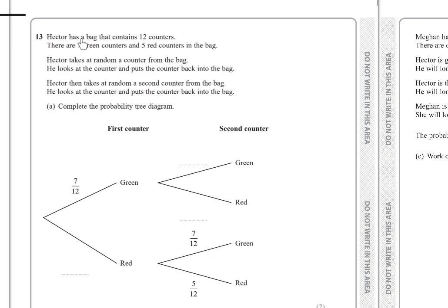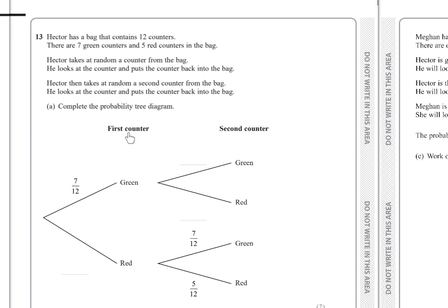13. Hector has a bag that contains 12 counters. There are 7 green counters and 5 red counters in the bag. Hector takes at random a counter from the bag. He looks at the counter and puts the counter back into the bag. Hector then takes at random a second counter from the bag. He looks at the counter and puts the counter back into the bag. Complete the probability tree diagram.